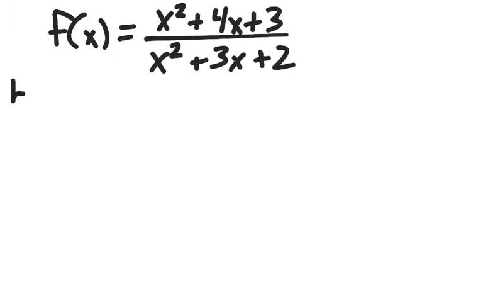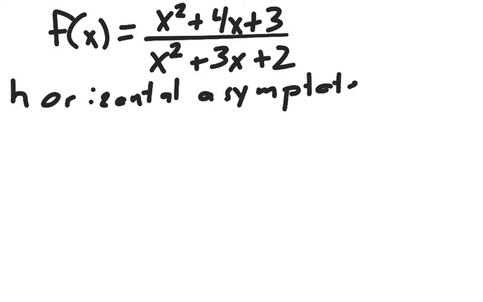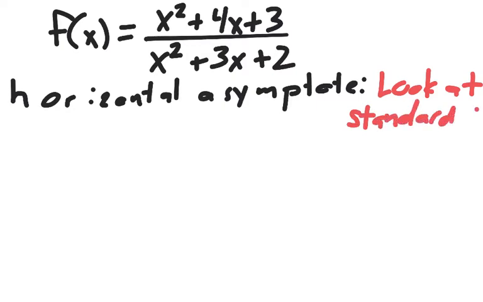Okay, the last thing we're going to look at is a horizontal asymptote. And to find the horizontal asymptote, we're going to look at the standard form of our rational function. So we don't need the factored form for this one. We need the standard form. So that's why I've only got that one listed. Okay? Now then, what we're going to do is compare degrees of the numerator and the denominator.